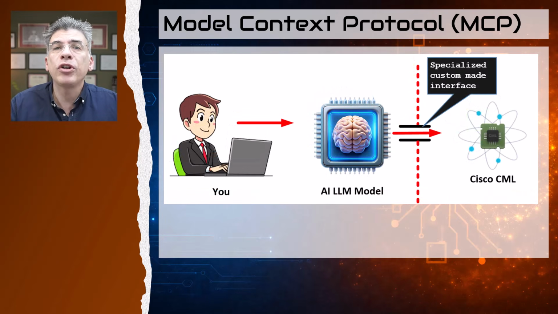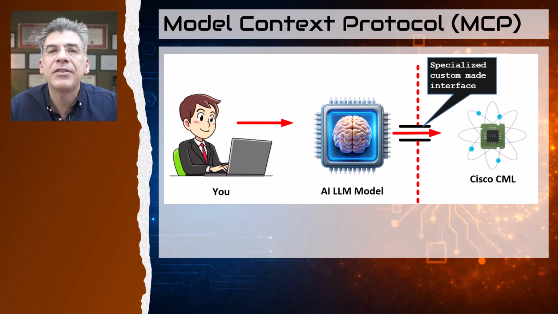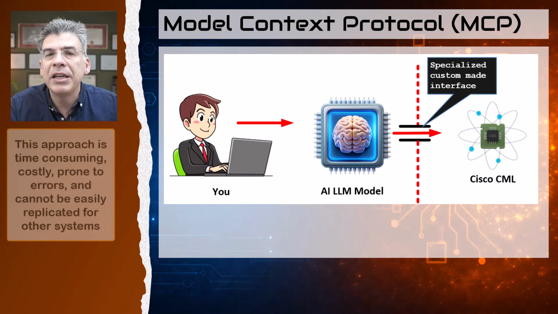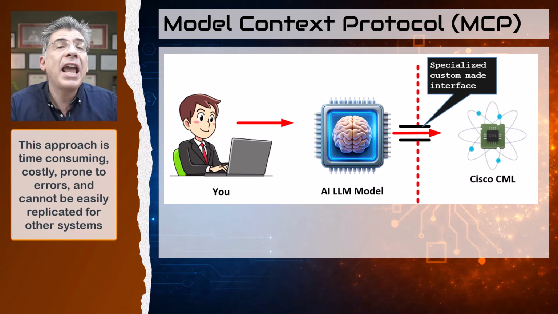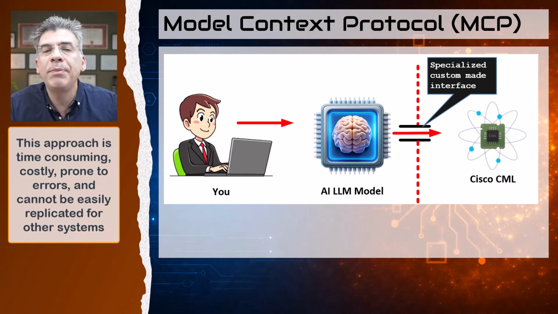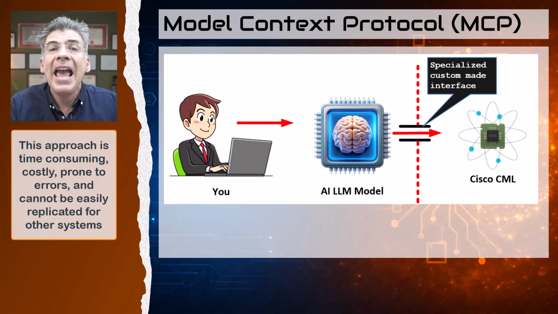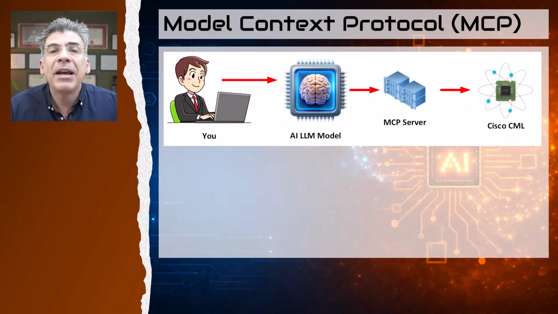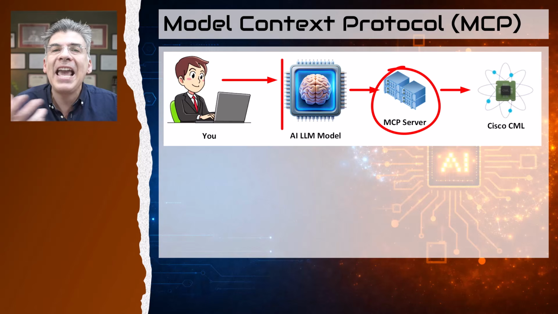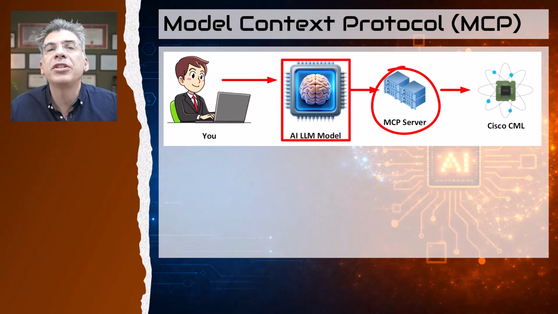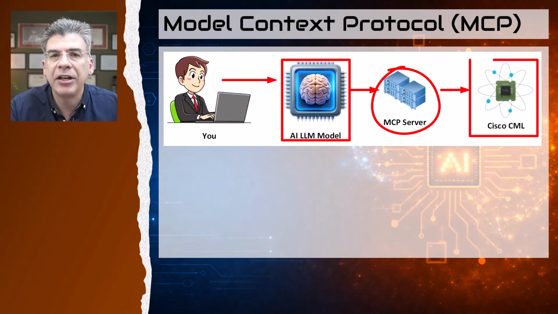In the past, in order to achieve such interaction, you needed to set up a customized interface for each particular interaction. So you would need to set up your own customized API on CML and on the LLM to allow interaction. Now, this can be time-consuming, costly, prone to errors, and not easily repeatable for other systems. MCP simplifies this by creating an abstraction between the AI LLM and the system you want to interact with, which is CML in our case.